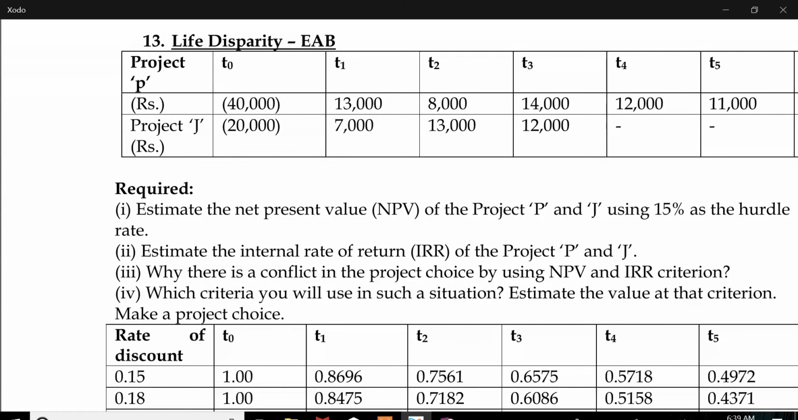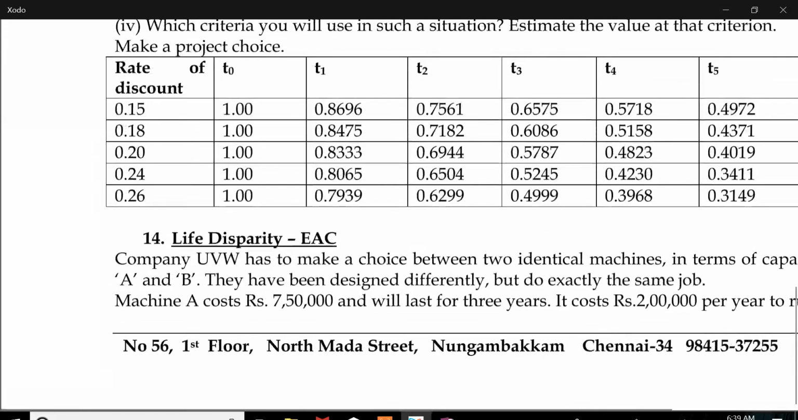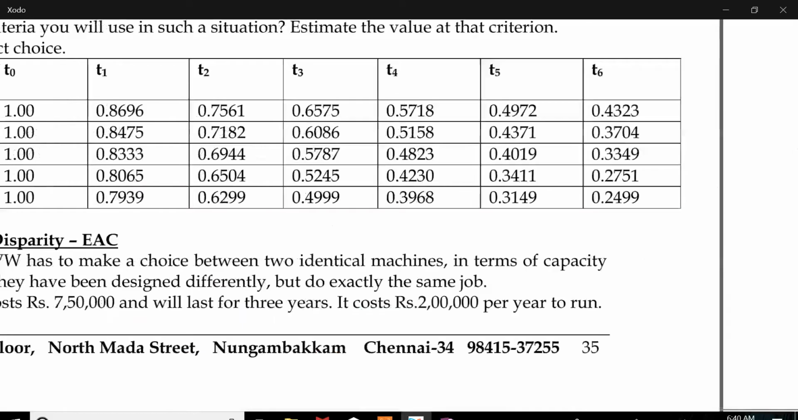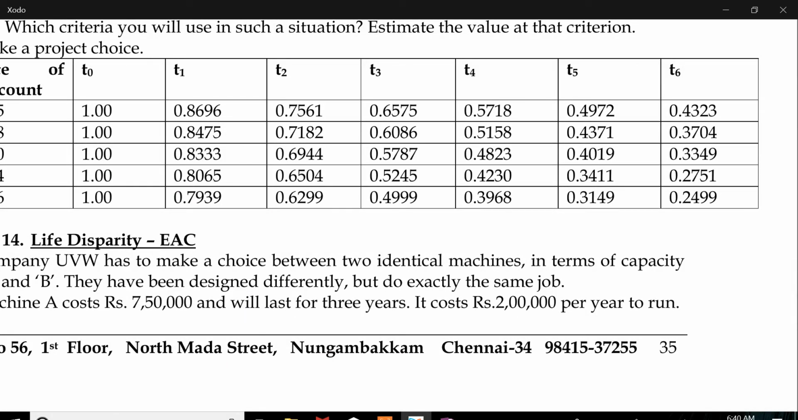Question 13 is homework. Whatever notes you want to make, you can leave space of 3-4 lines. Question 14. This is a problem where only outflows are given.